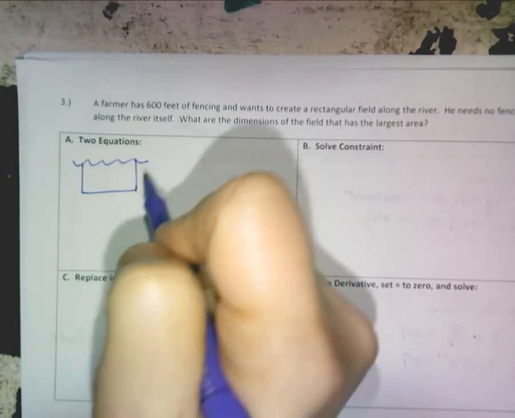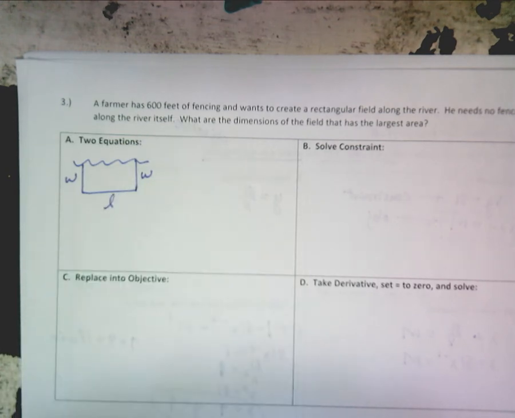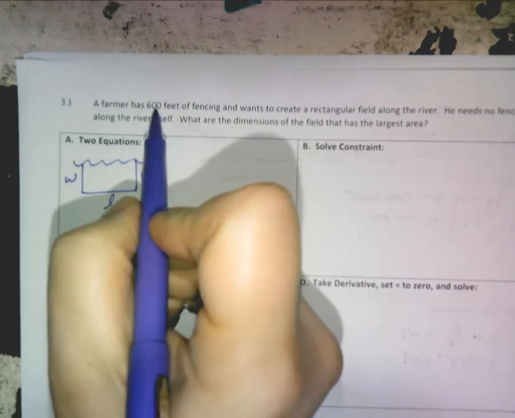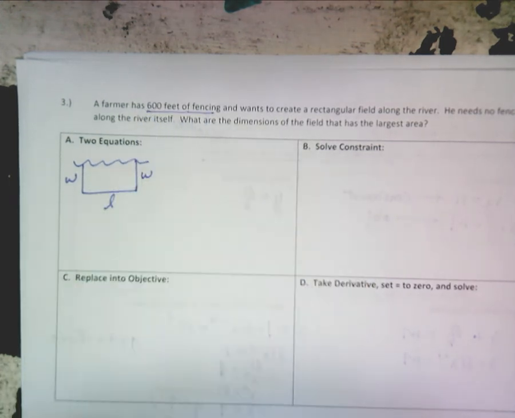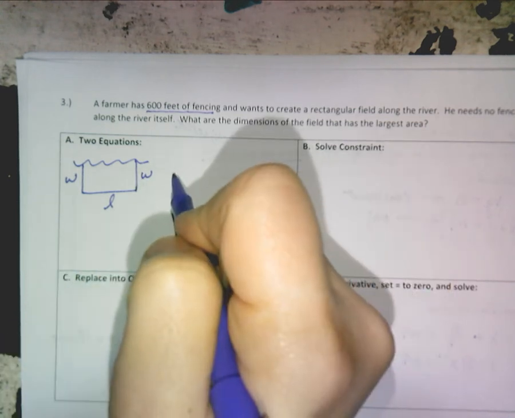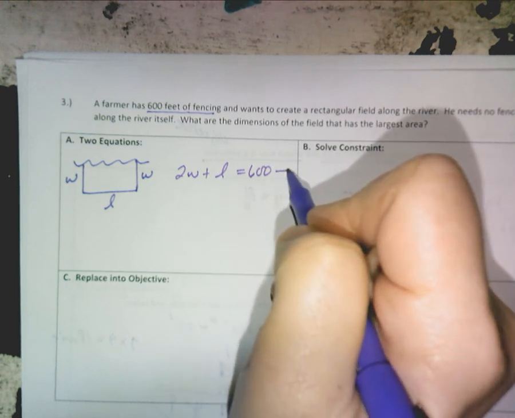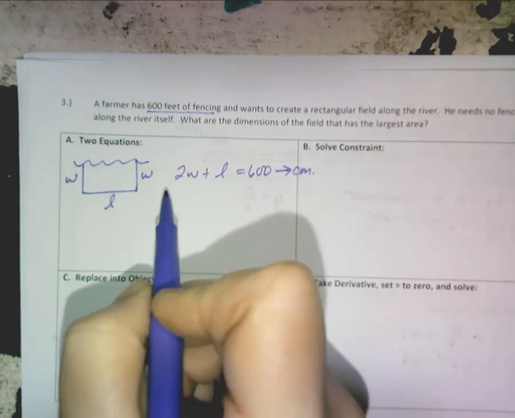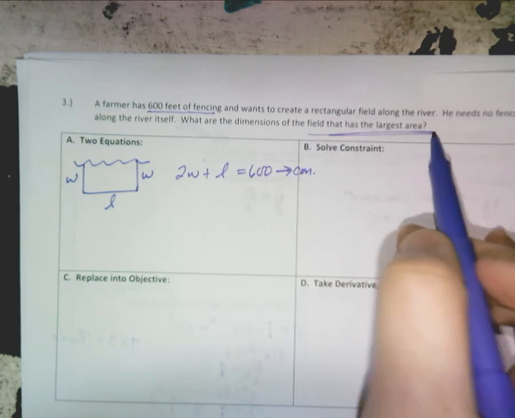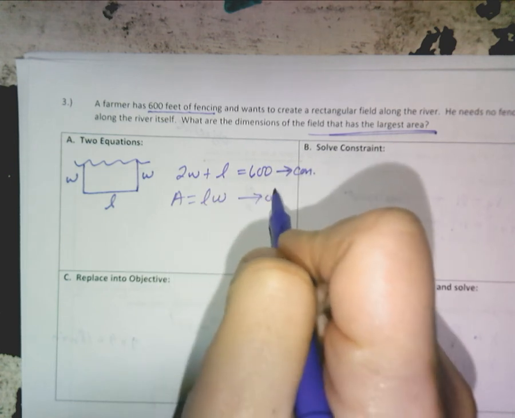All right. So I have a width, and a length. So if I'm looking at the perimeter, according to this, I have 600 feet of fencing, which is my perimeter. So how would I write this perimeter, though? W plus L equals 600. That is your constraint. Okay. What's my objective? My objective is to find the field with the largest area. So again, area is length times width. That is my objective.